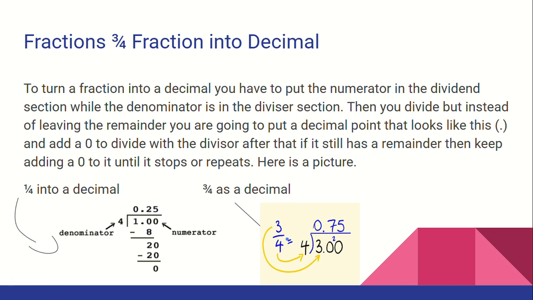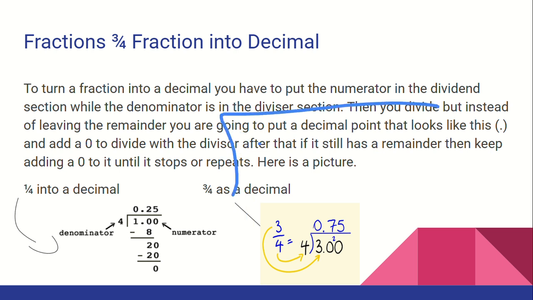Same thing here with 3/4. Divide 3 by 4, and you get 0.75. Well, let's quiz you right now. Turn this into a decimal. Pause the video if needed.